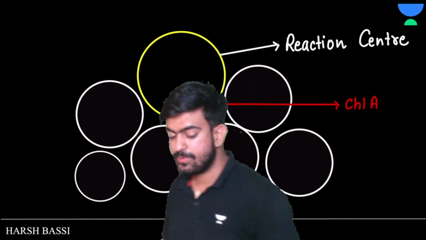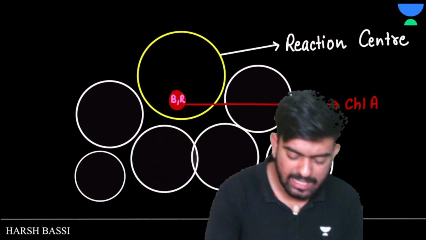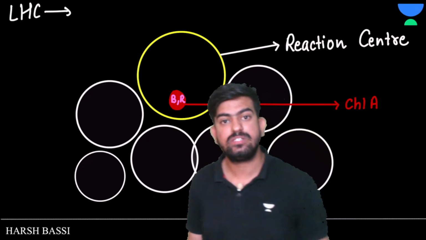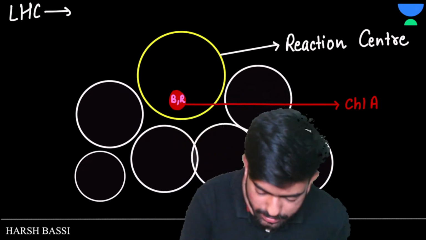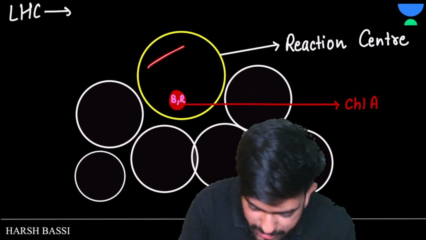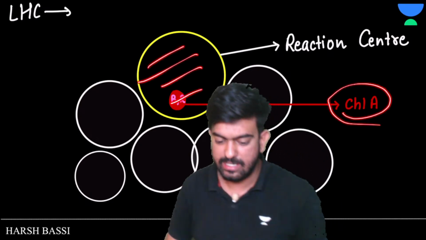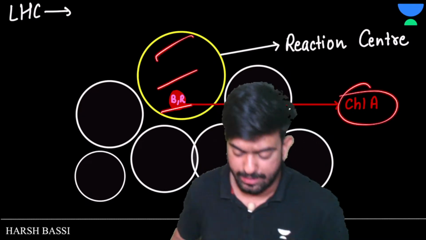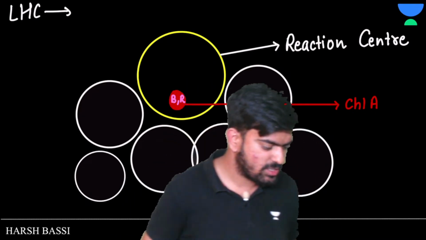Now let's move on. Again, I am talking about the light harvesting complex. Now, in this light harvesting complex, what is going to happen? See, the main pigment is chlorophyll A. Okay, the main pigment is chlorophyll A. This is the main pigment.